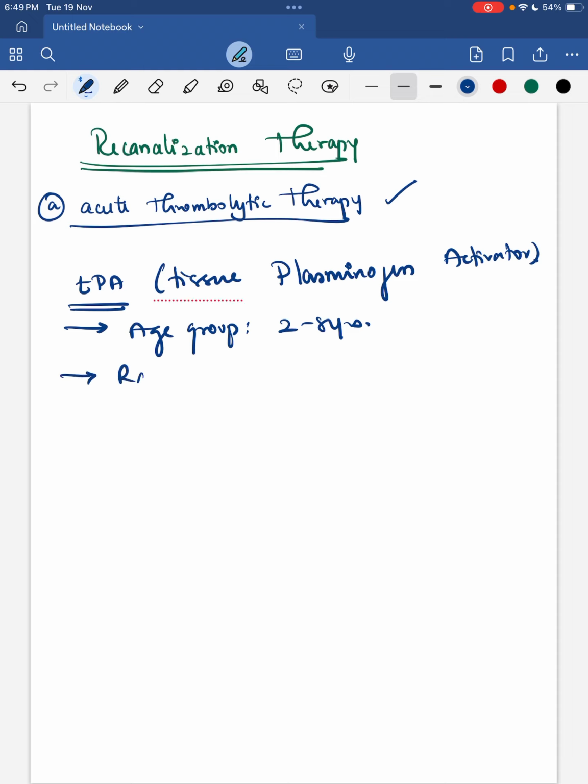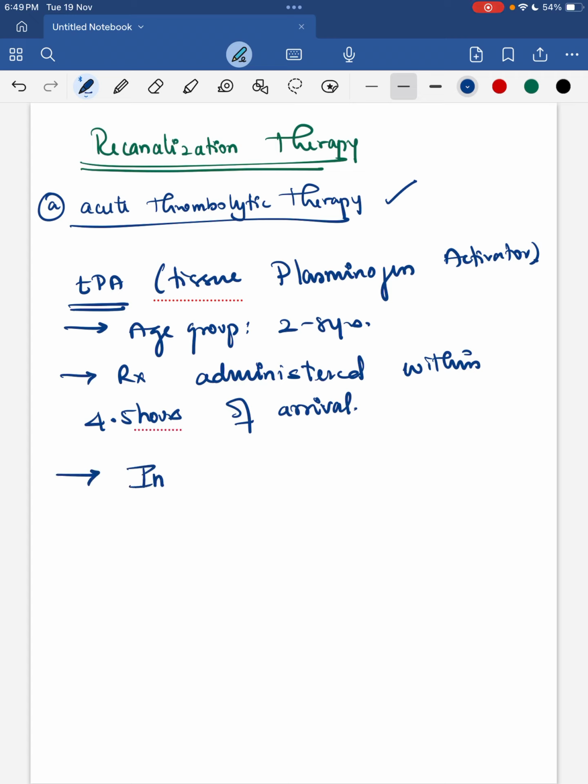So this is to be administered within 4.5 hours of arrival of the patient to the hospital or within 4.5 hours of symptom onset. Intracranial hemorrhage should be excluded. So while starting this treatment, intracranial hemorrhage has to be excluded. Fine. This is regarding your tissue plasminogen activator.